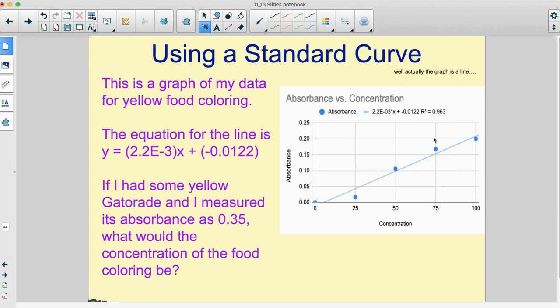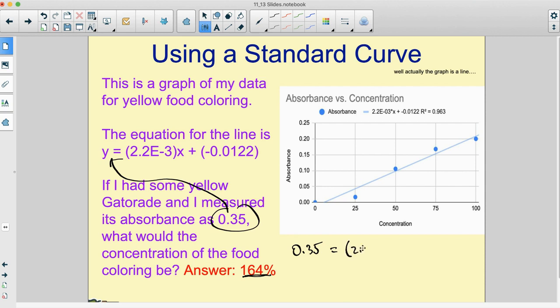So I can put in an unknown solution that contains yellow food coloring, and if I measure it as 0.35, so for example, if I had some yellow Gatorade containing this yellow food coloring, we could calculate the concentration using our equation, and the answer would come out to 164%. The way we did this was I stuck in 0.35 for y, so 0.35 is our absorbance.